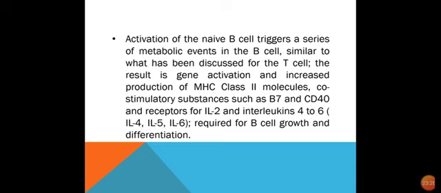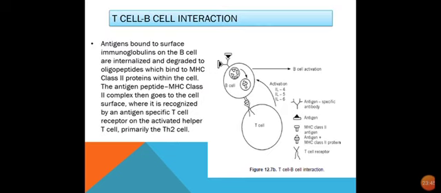The result is gene activation and increased production of MHC class II molecules, co-stimulatory substances such as B7 and CD40, and receptors for interleukin 2 and interleukins 4 to 6 required for B cell growth and differentiation. T cell B cell interaction.